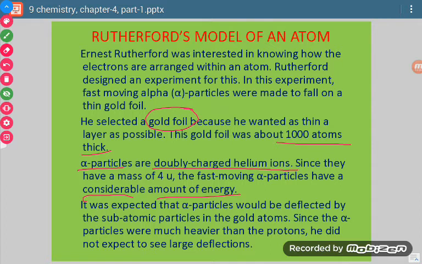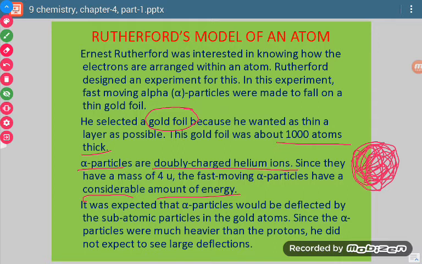started throwing the alpha particles on the thin gold foil, and then he observed what happens to those alpha particles. He expected that alpha particles would be deflected by subatomic particles in the gold atoms, because till that time it was known that if this is the atom, then there is presence of positive charge throughout. So he took positively charged alpha particles and made them strike this.